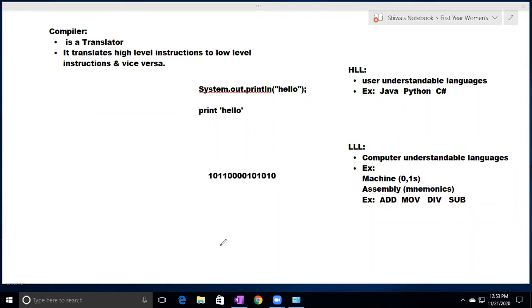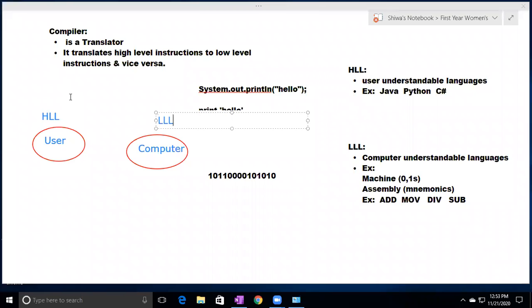Just a minute. We are the users. Our language is a high-level language. The computer language is a low-level language. So we cannot understand the computer's language, and the computer cannot understand our language.